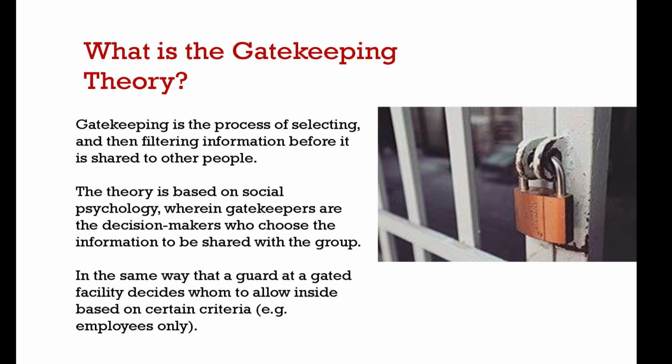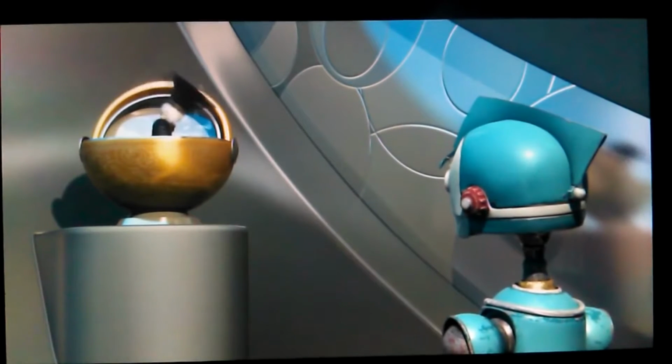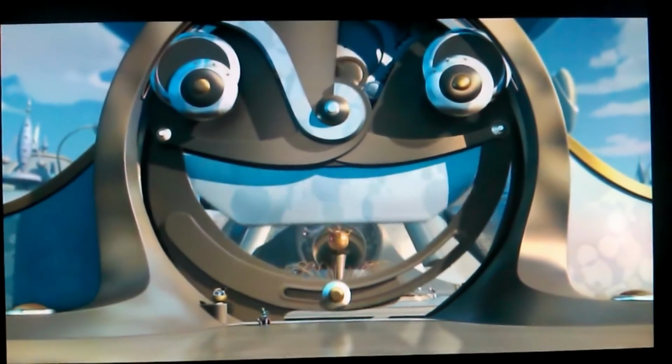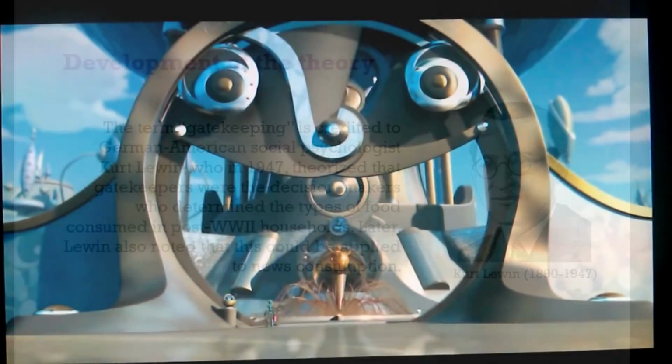Gatekeeping is the process of selecting and then filtering information before it is shared to other people. The theory is based on social psychology, wherein gatekeepers are the decision makers who choose the information to be shared with the group, in the same way that a guard at a gated facility decides whom to allow inside based on certain criteria. For example, employees only.